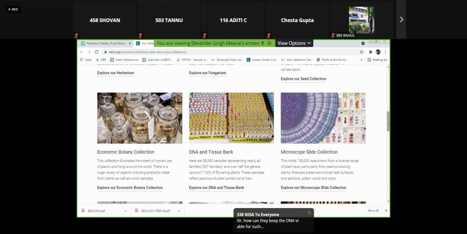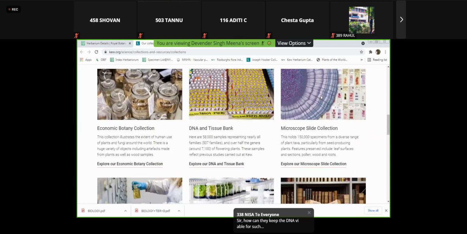So they also have a microscope slide collection, where you can see the anatomical structures, as you just saw certain features in the presentation of Dr. Vishnu Prasad. So you can see some beautiful microscopic slide collection as well, and you can explore them here. So this platform provides you a lot of content, right?